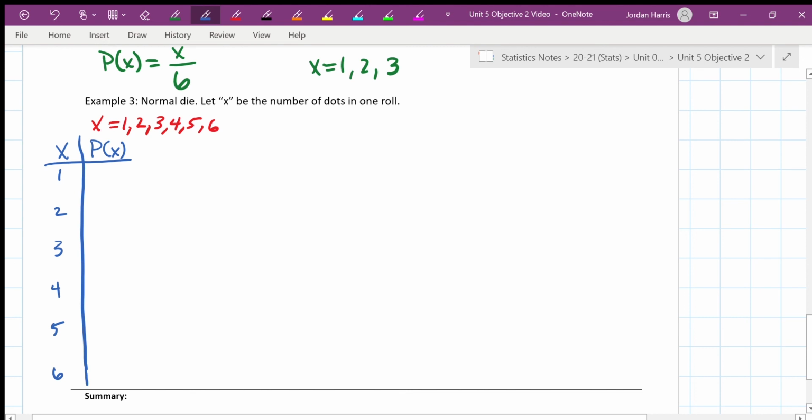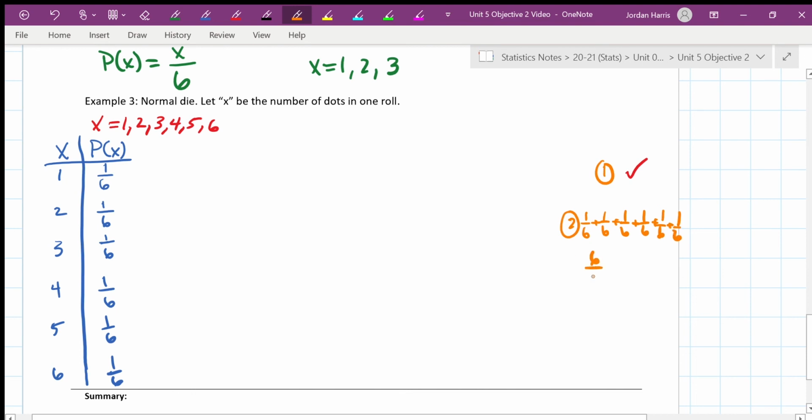1, 2, 3, 4, 5, 6. And I have a 1/6 chance of getting each one. One of the 6 outcomes is this. Okay, this actually has a special name. We need to check it. Like always, check my 2 properties. First, are all the probabilities between 0 and 1? Yep. Second, do they add up? So 1/6 plus 1/6 plus 1/6 plus 1/6 plus 1/6 makes 6/6, which is indeed 1. Checks.